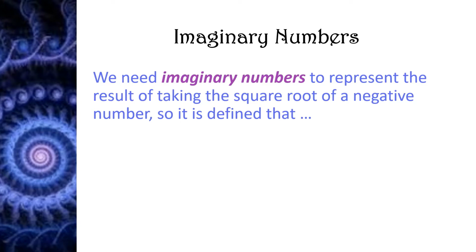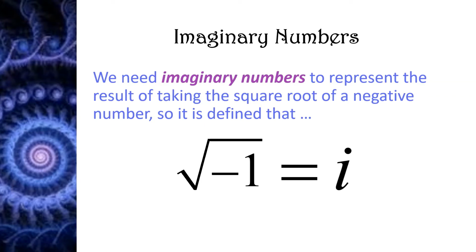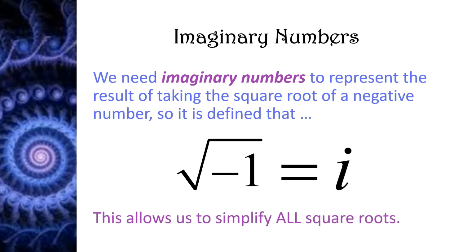So it has been defined that the square root of -1 is not a real number because we can't in the real world take the square root of -1. So it's an imaginary number. It's defined as i. This allows us to simplify all square roots.